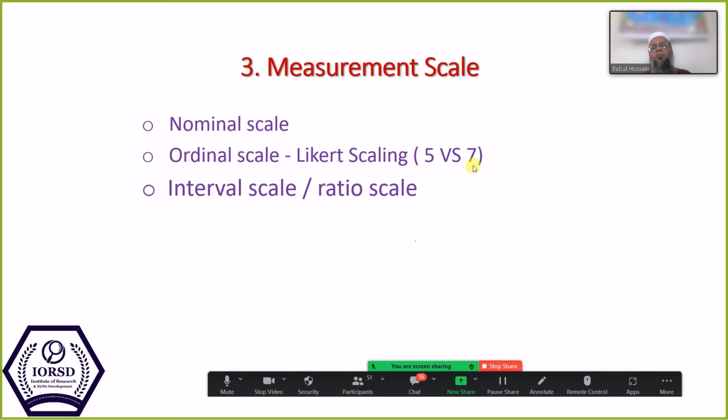Okay, measurement scale, 5 versus 7, interval scale, and nominal scale. If you know a little bit of SPSS, you know the nominal scale. Nominal scale is male, female, or department, country name, ethnicity, like this. But ordinal scale is when you are using a range. Suppose ratio scale or continuous: suppose for age you are taking 30, 40, they are writing their age, so you are not using the age range, then it is called the interval scale or ratio scale.